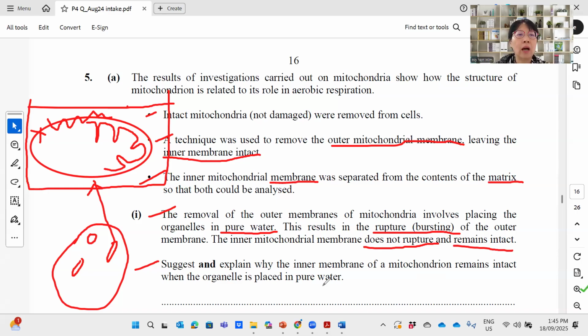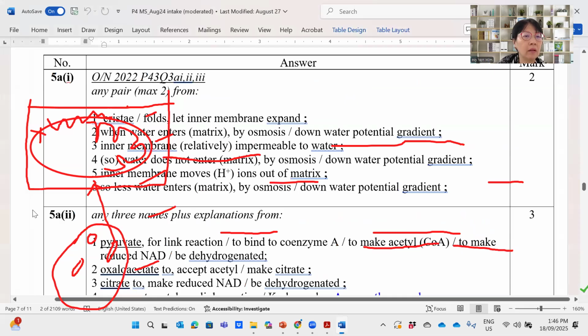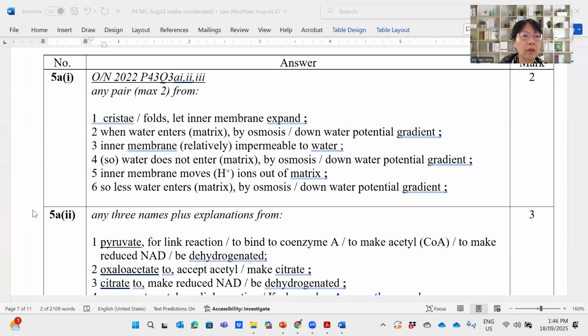So firstly, you see, the inner membrane is not freely permeable. Okay, let's look at the mark scheme. Now, as water enters the mitochondrion, the outer membrane expands and breaks. But the inner membrane of the mitochondrion is highly folded. So when it expands, it can expand a lot and will not break because it is highly folded.